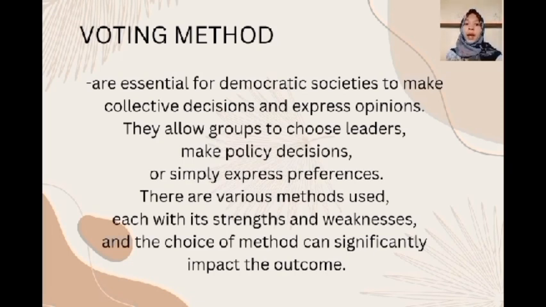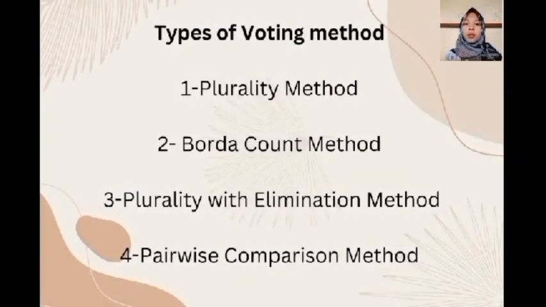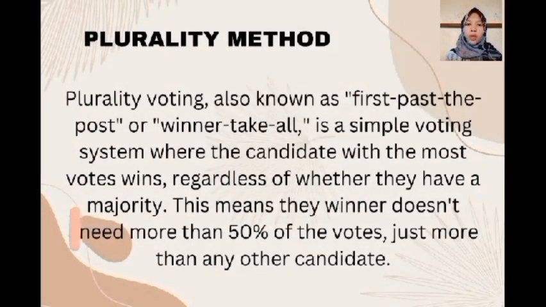So here are the types of voting method. Number 1, the plurality method, the Borda count method, plurality with elimination method, and pairwise comparison method. So let's talk first about the plurality method. So what is the plurality method? Plurality voting, or method, is also known as first past the post or winner take all.